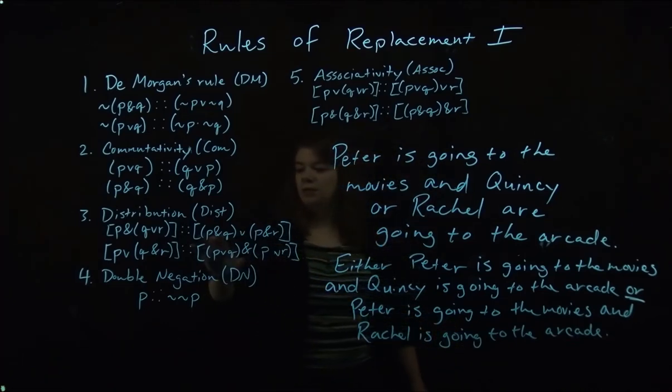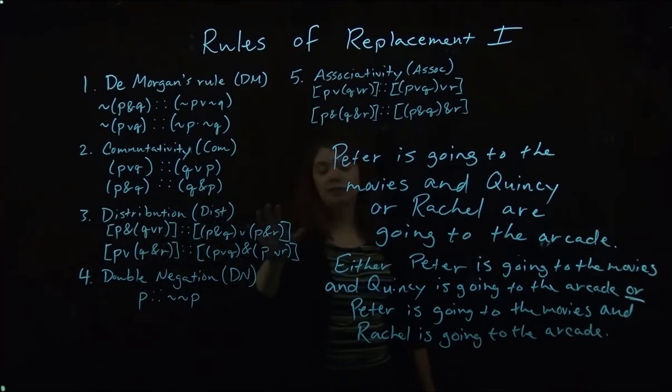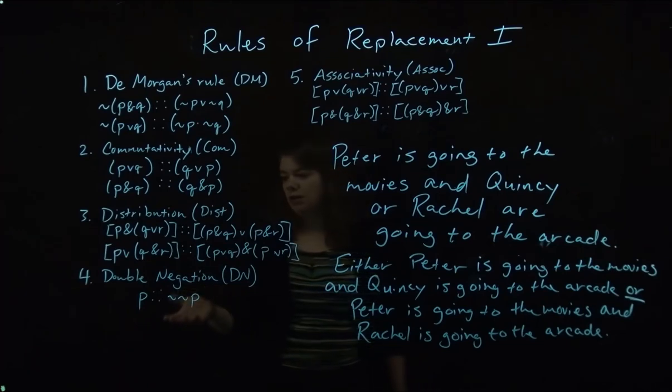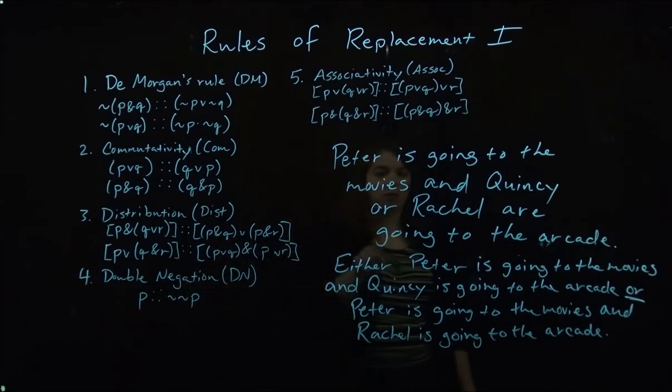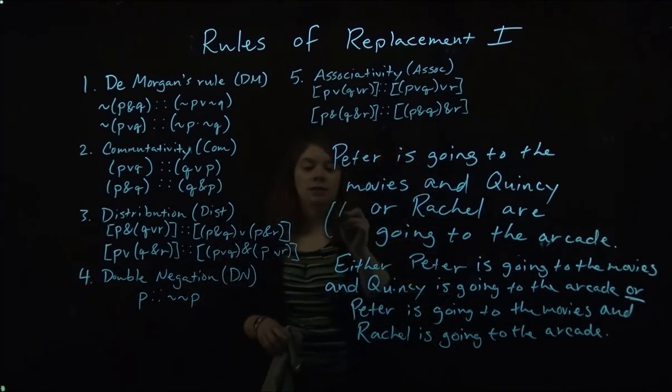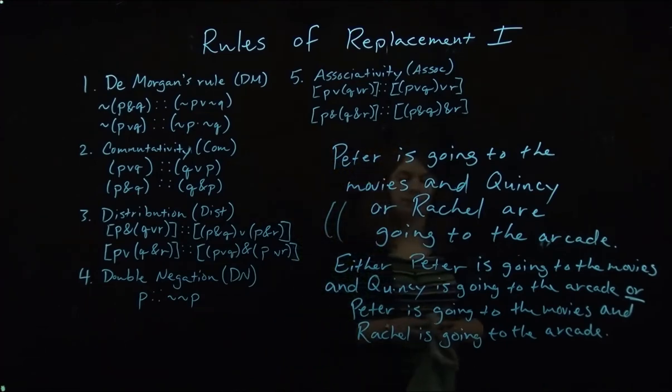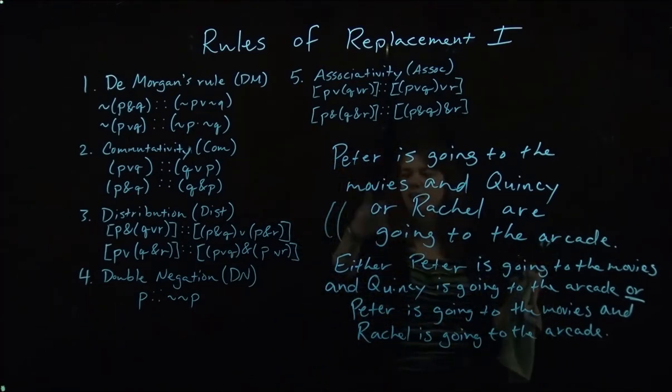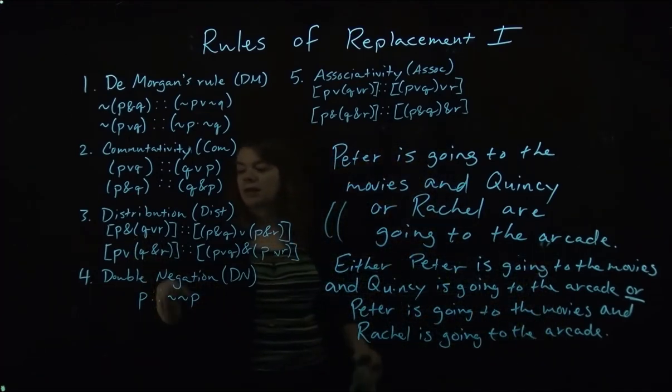The main point here is that Peter going to the movies is a necessary feature of this statement in order for it to be true. But it can either be Quincy going to the arcade or Rachel going to the arcade. The idea here is that these are equivalent statements. Basically, it's a way of spelling out, if you will, this first statement.